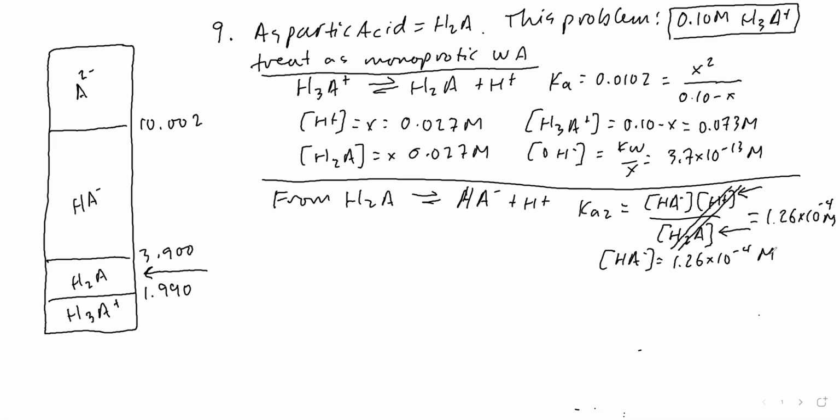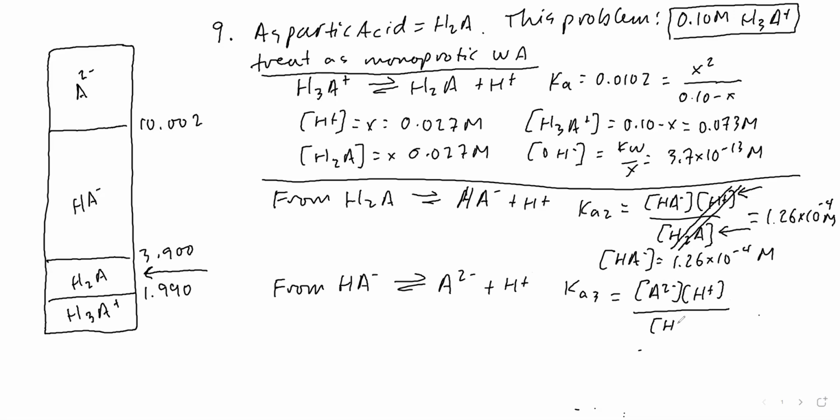Okay, then we make the final assumption from the final dissociation reaction. And we've got HA minus dissociating now to make A2 minus, the fully deprotonated species, and H plus. Ka3 describes that, and it's going to be A2 minus times H plus all over HA minus. And we, again, recognize that we can look up the value for Ka3. We know H plus already from up here, 0.027 molar.